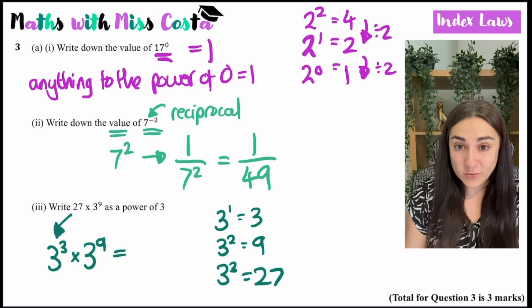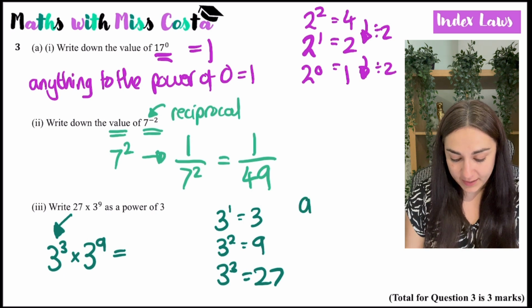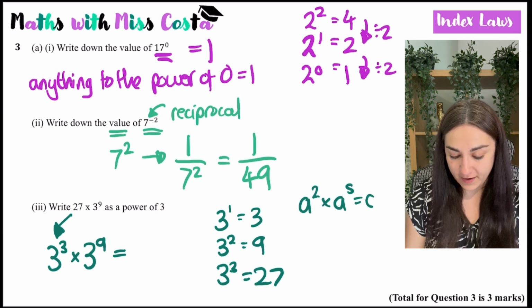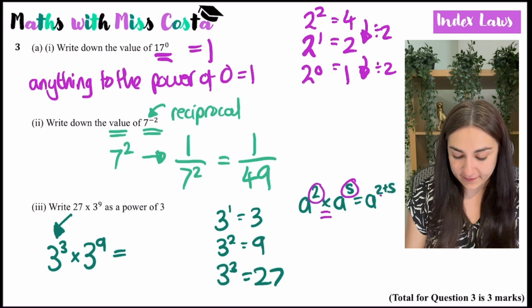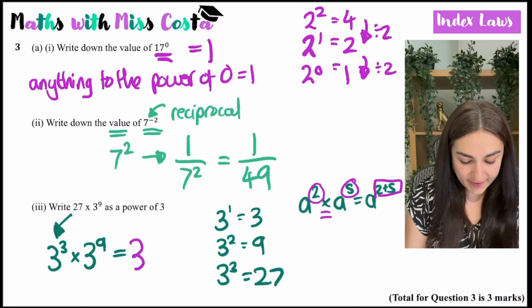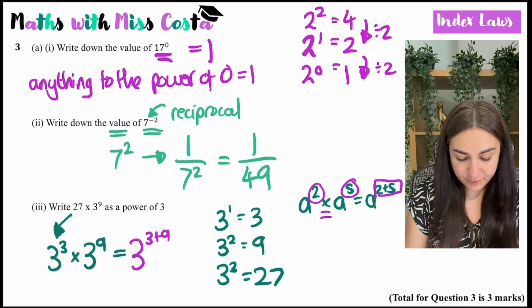When I am multiplying powers, so really quickly, a to the power of 2 times a to the power of 5 is going to be a to the power of 2 plus 5. When you're multiplying, you add the powers, okay? So you add them. So that's going to become 3 to the power of 3 plus 9, which is 3 to the power of 12.